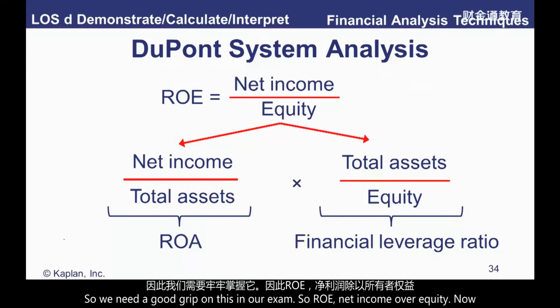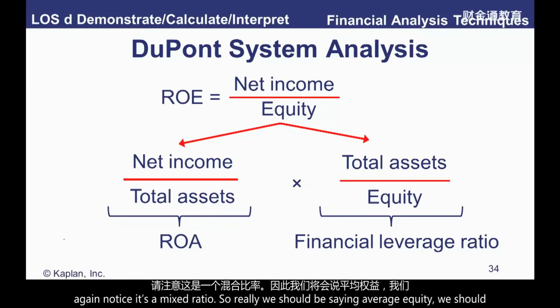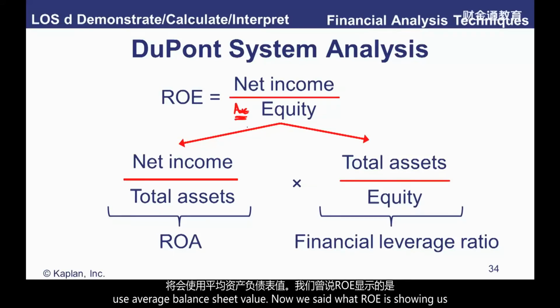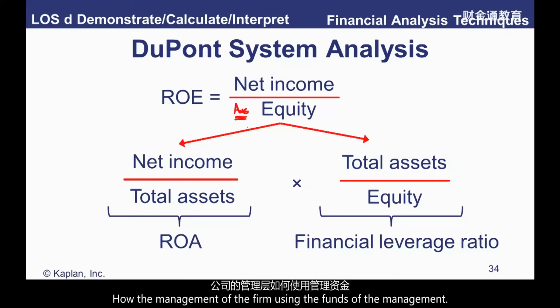So ROE, net income over equity. Now again, notice it's a mixed ratio. So really we should be saying average equity. We should be using average balance sheet values. Now we said what ROE is. It's showing us how the managers of the firm are using the funds under management.